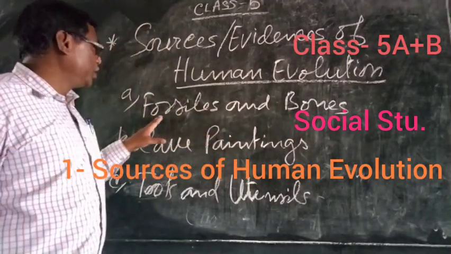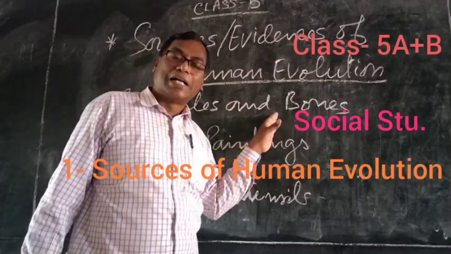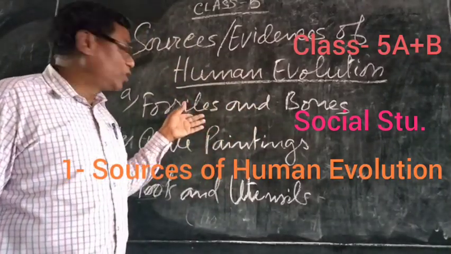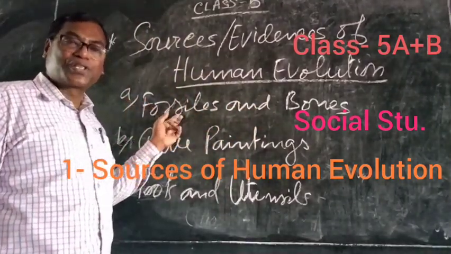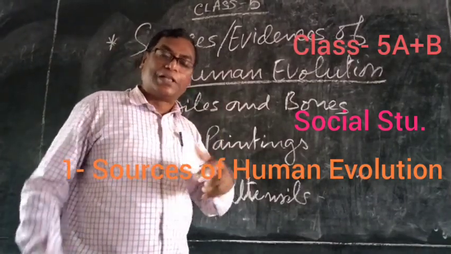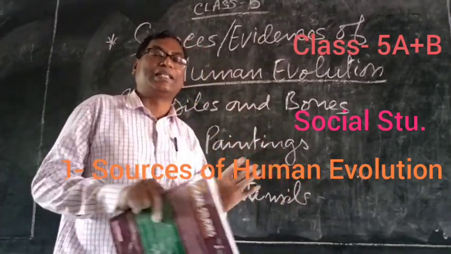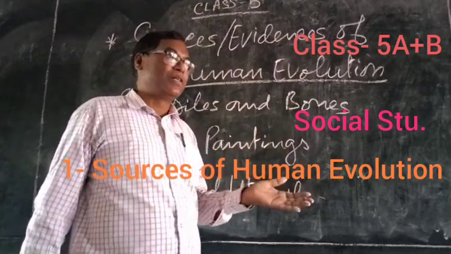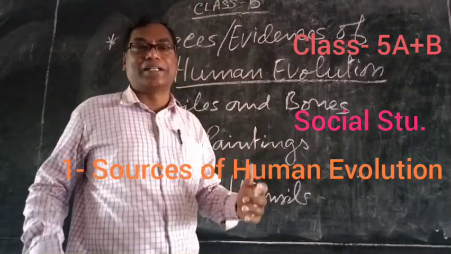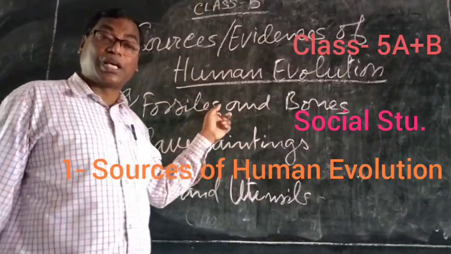Fossils and bones. You might have seen the bones of many animals and birds lying around. They don't get rotten. But I will tell you what is a fossil. Fossils are the remains of plants and animals buried deep under the ground or trapped between rocks, and then they get hardened in course of time. They don't rot. They remain hard like rock. And so they tell us how the human features were.